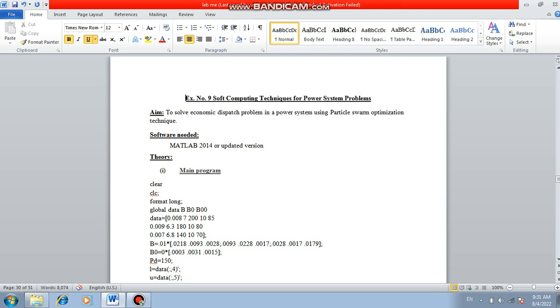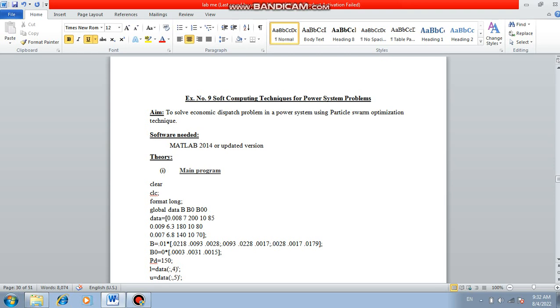Economic dispatch is one of the basic power system optimization problems. That problem has been taken for this experiment. And as the soft computing technique, we have used the particle swarm optimization technique.